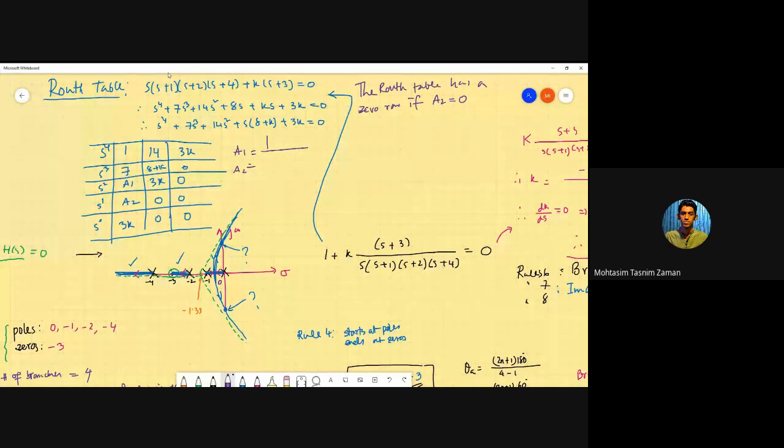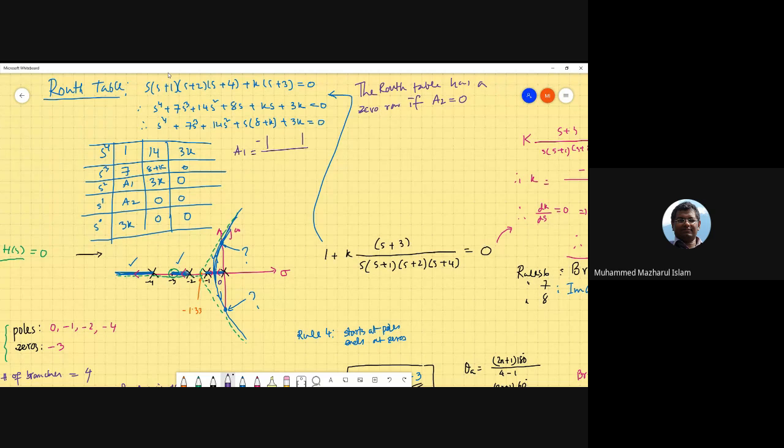Very good. The value of k cannot be 0, so for the same reason the last row cannot be 0. I wanted to see whether you know that gain cannot be 0. Remember that gain has to be always greater than 0. So that's why this is the only condition under which the Routh table will have a zero row.